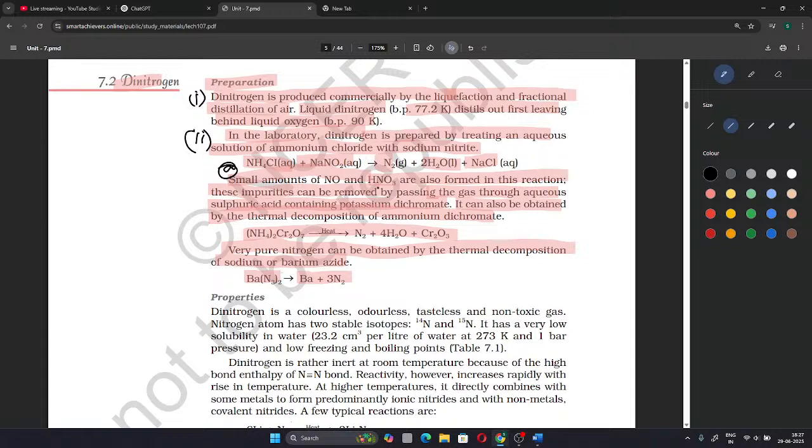These impurities can be removed by passing through aqueous sulfuric acid with potassium dichromate, where the potassium dichromate reacts with the NH groups and forms ammonium dichromate. If we heat this, we will get nitrogen, water and Cr2O3. And the third method is by thermal decomposition of azide groups, either sodium or barium azide.